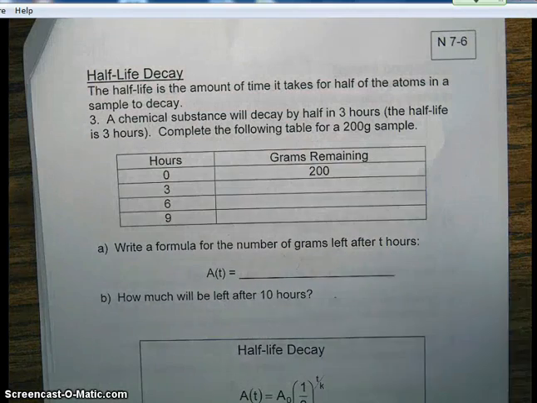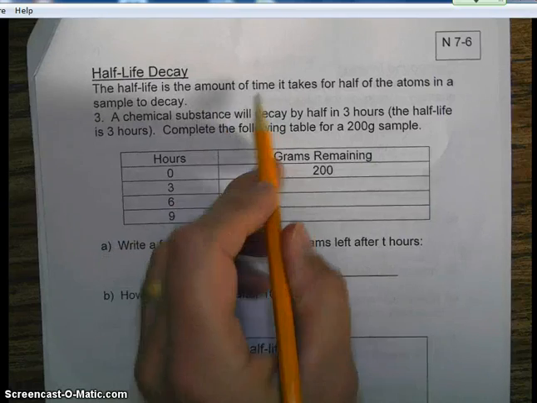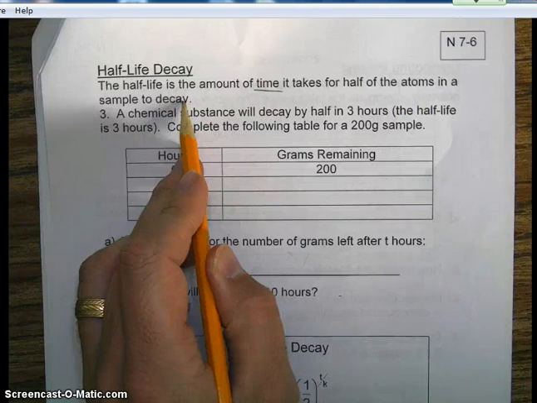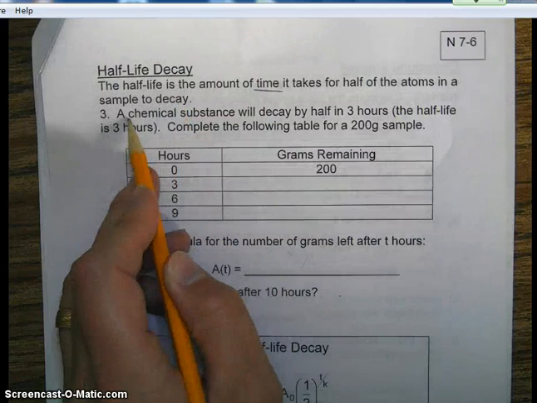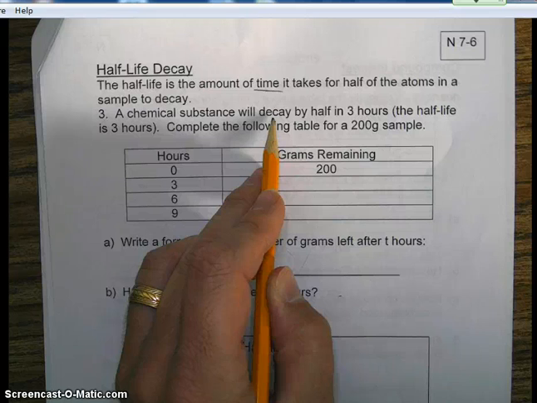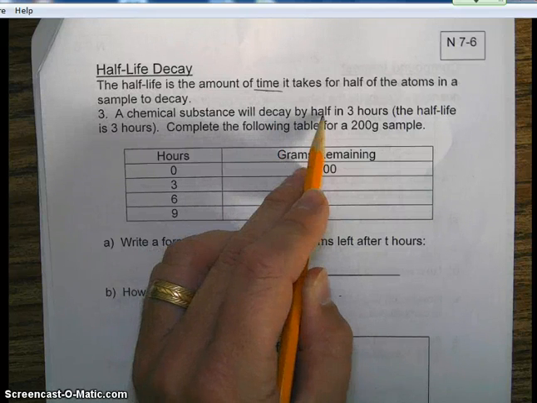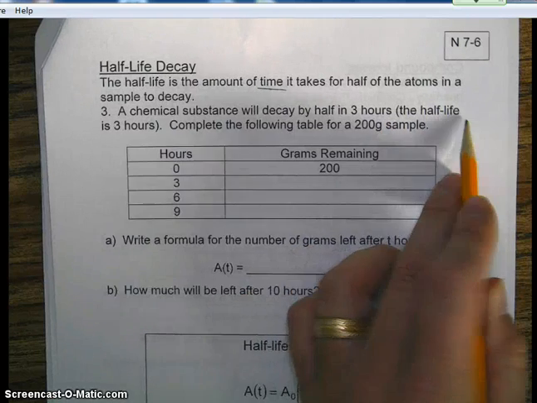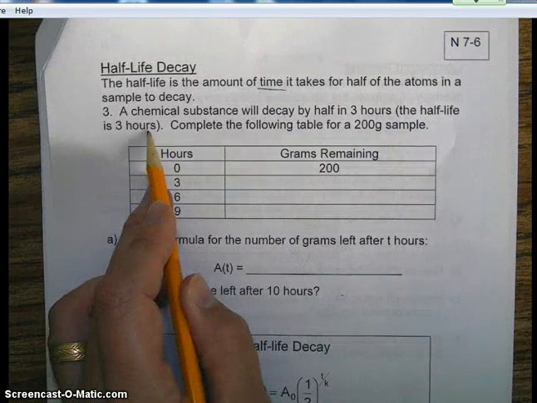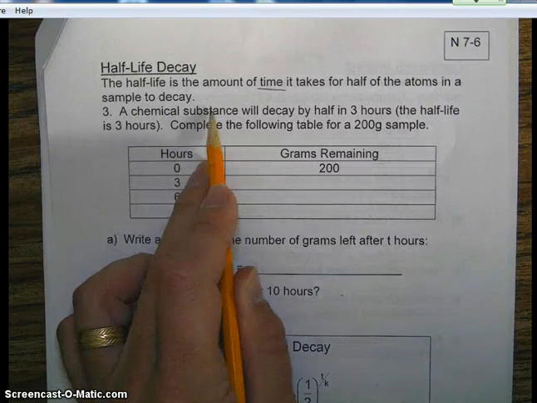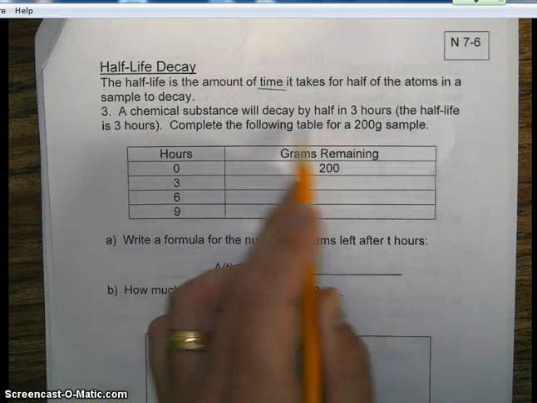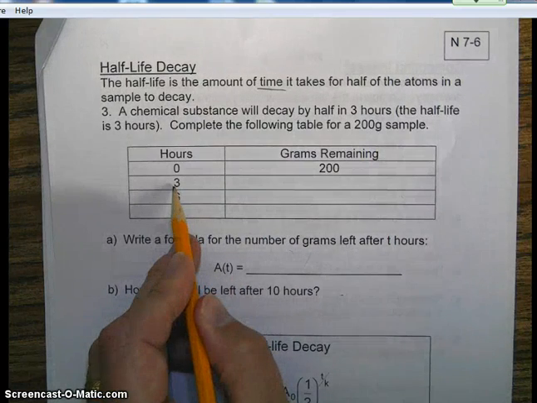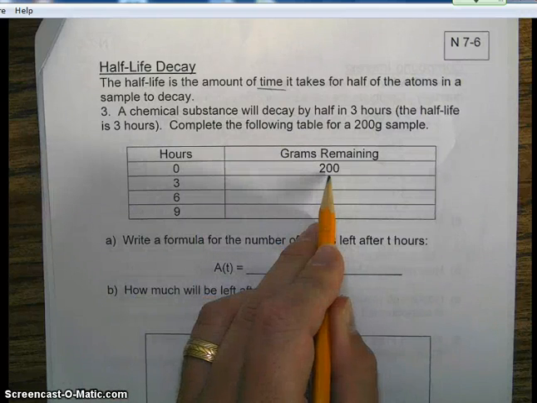Half-life decay. The half-life is the amount of time, very important, it takes for half of the atoms in a sample to decay. So, a chemical substance will decay by half in 3 hours. So the half-life is 3 hours. That's how long it takes for the chemical substance to decay by half. Complete the following table for 200-gram sample. So in 3 hours, how much is remaining?